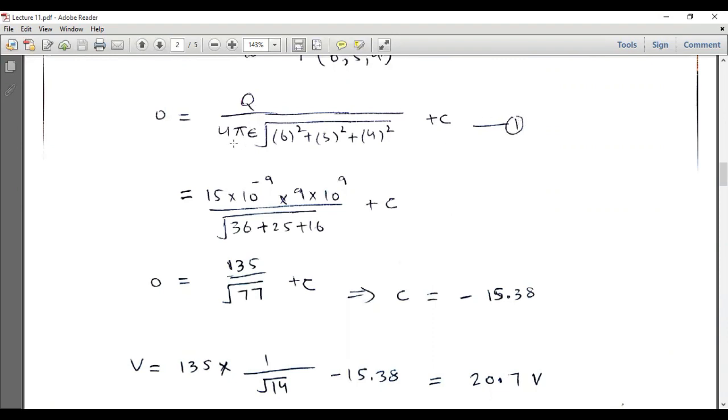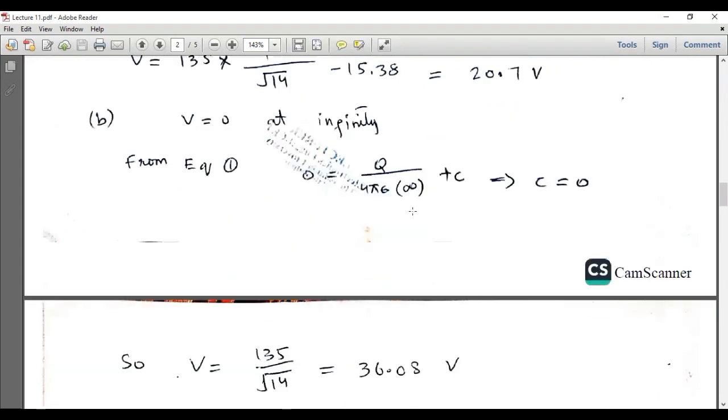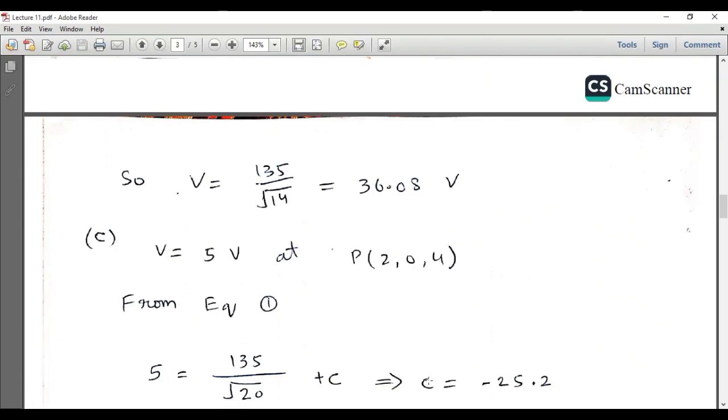So 0 is equal to q over 4 pi epsilon times infinity plus c. So c will be equal to 0 in this case. And V is equal to the square root of 135 divided by 14, and this is equal to 36.08 volts. In the final part, the condition is given as V is equal to 5 volts at this point.